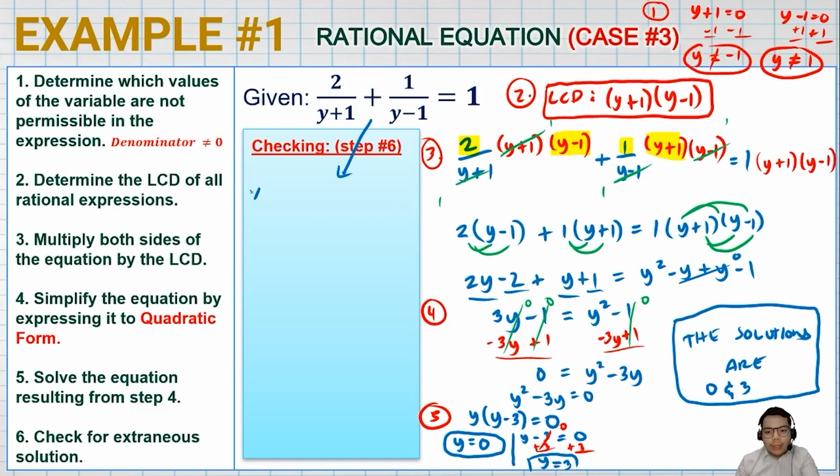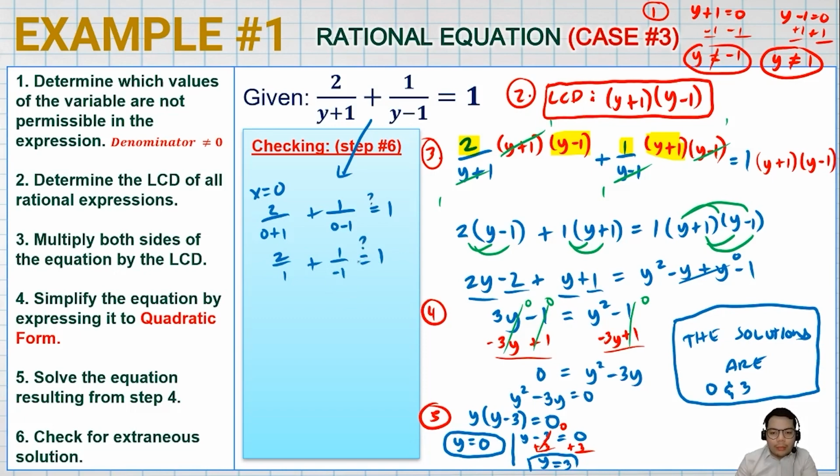So, unahin muna natin si x is equal to 0. So, ang gagawin natin, papalitan lang natin yung mga y natin ng 0. So, magiging 2 over 0 plus 1 plus 1 over 0 minus 1. Yan. So, ayusin natin. Equal ba siya kay 1? So, yun lang. Check lang natin kung tama siya after substituting. So, we have 2 over 1 plus, yan, this will be 0 over negative, 1 over negative 1. Is it equal to 1?